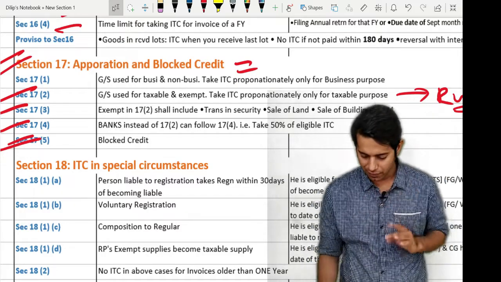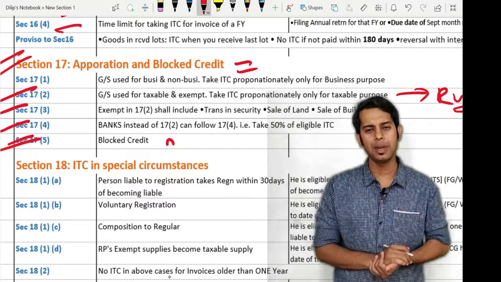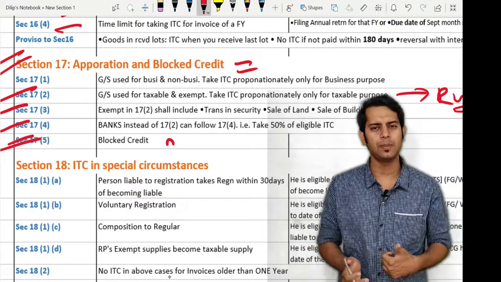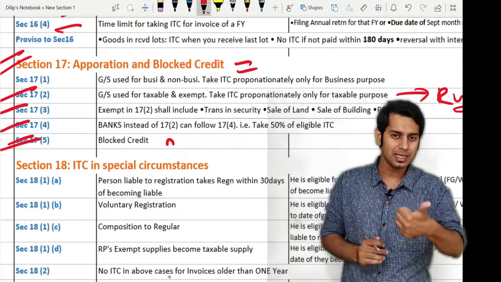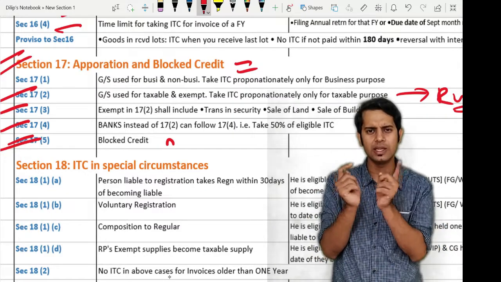Section 17 subsection 5, motor vehicle. Motor vehicle is blocked. Now, the amended law says that for a motor vehicle used for transportation of goods, any person can take input tax credit. For transportation of passengers, is it more than 13 seater or less than 13 seater? The seating count I am talking about is inclusive of the driver.